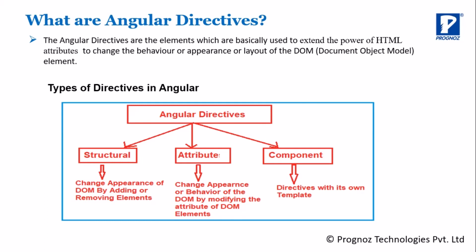Component directives. It is nothing but a template, like an HTML page, जो बोलते हैं हम लोग. And whenever we are creating a class, that is called a component directive. So these are the 3 types of directives: structural, attribute, and component directives.